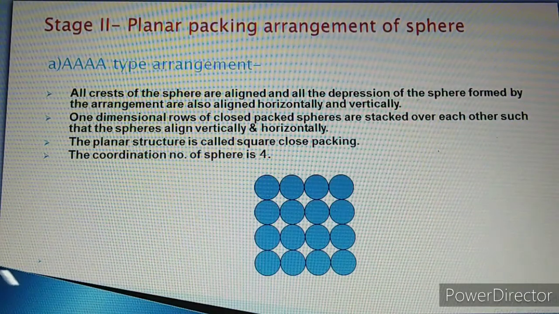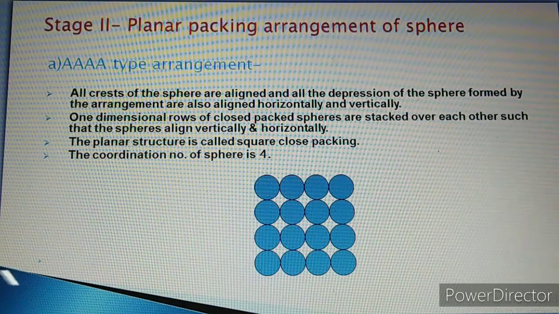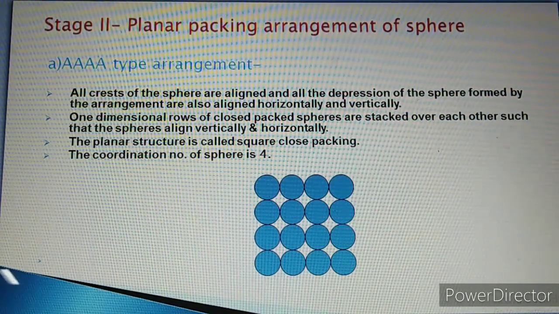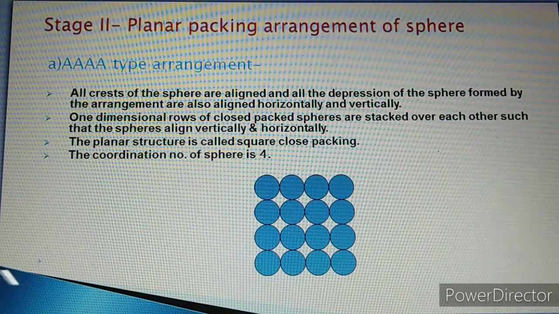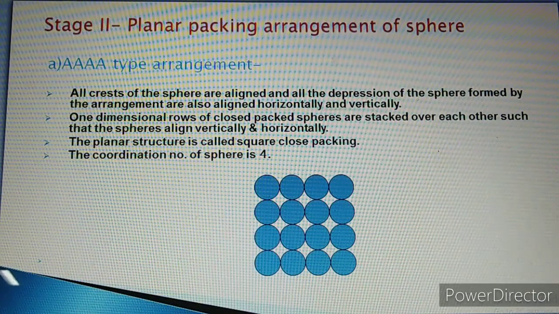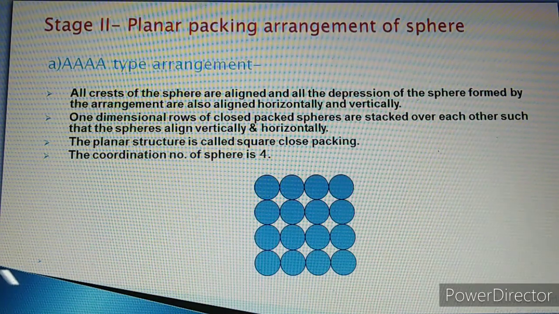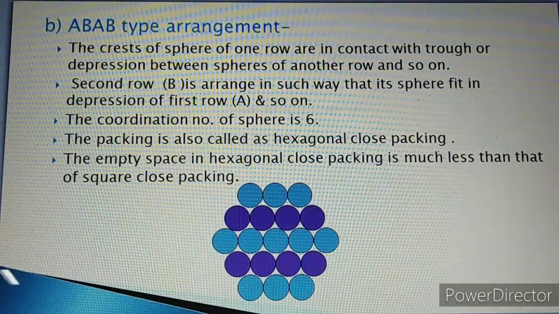What is expected? The diagram carries half mark, the coordination number of the sphere carries half mark, then this structure is called square close packing, which also carries marks, and how it is arranged? It is arranged in such a way that one-dimensional rows of close packed structures are stacked over each other such that spheres are aligned vertically and horizontally. So, this is the AA type arrangement. Second possibility is ABAB type arrangement.